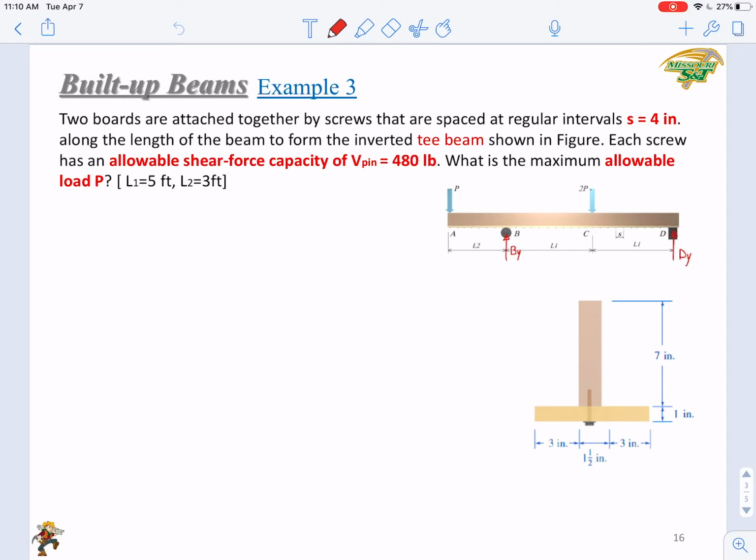Here you have two external loadings. It's P at point A and 2P at point C. So you are determining the allowable load P. Normally, we need to use the external loading P to determine the V values. Then we can do the 5 steps. Since V needs to be determined in the first step, if we do not know P, we have no way to know the value of V. So what can we do?